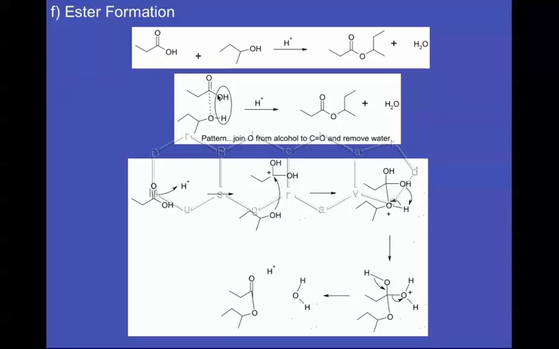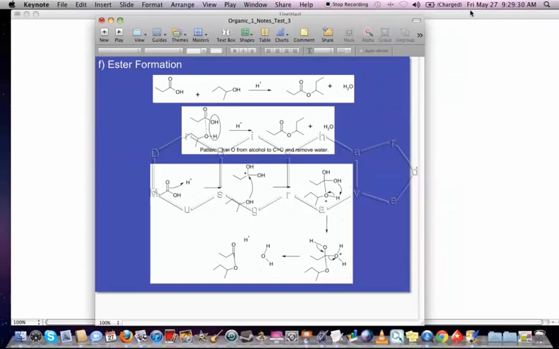Now if we look at the actual pattern for the reaction, what we're looking at is the O from the alcohol, this O here, joining on to the C double bond O and losing the OH and the H. Now what I'm showing here is not a mechanism, it's just a pattern, and this pattern can help you to identify the product without having to go through the mechanism. This is not a mechanism you have to know, but again, you'll be asked one of these ester formations on the test, and if you can show the mechanism, you can gain yourself a bonus point. Alright, let me give you an example of this.